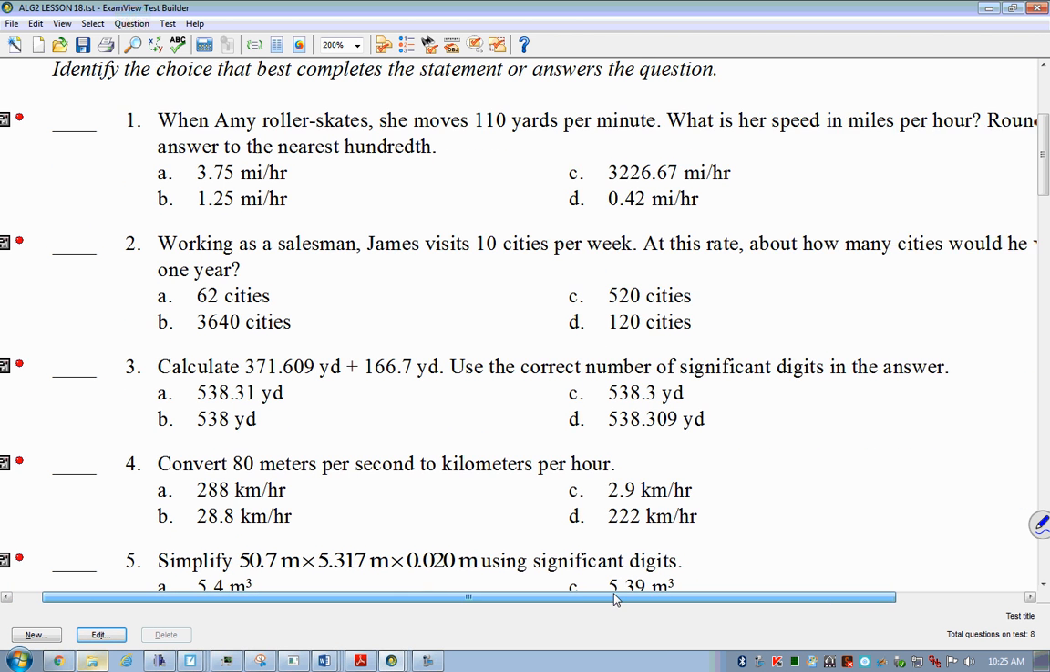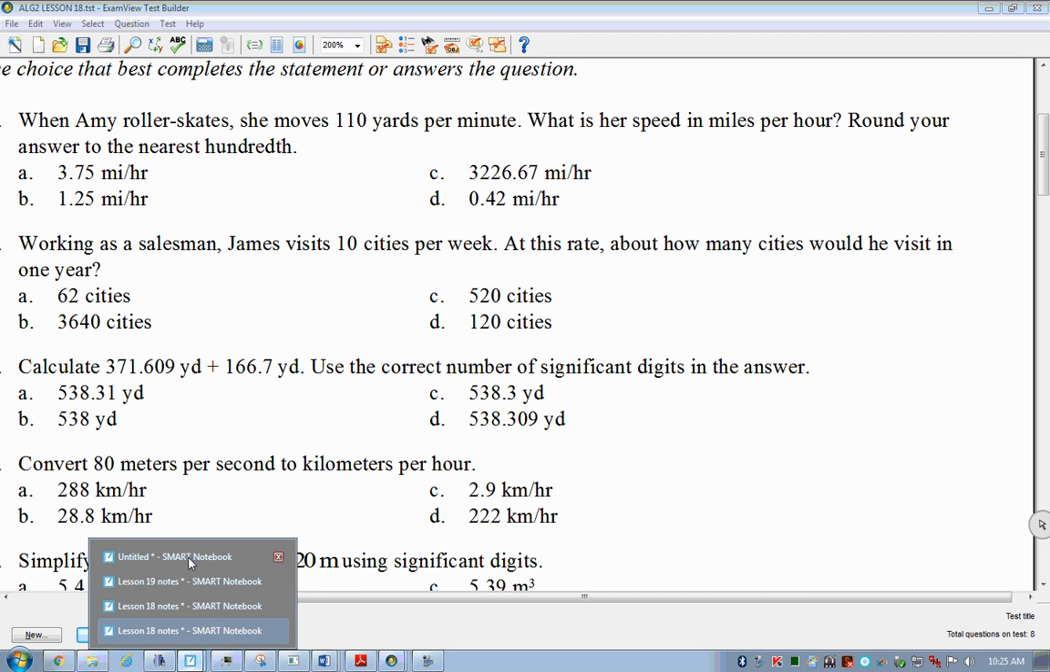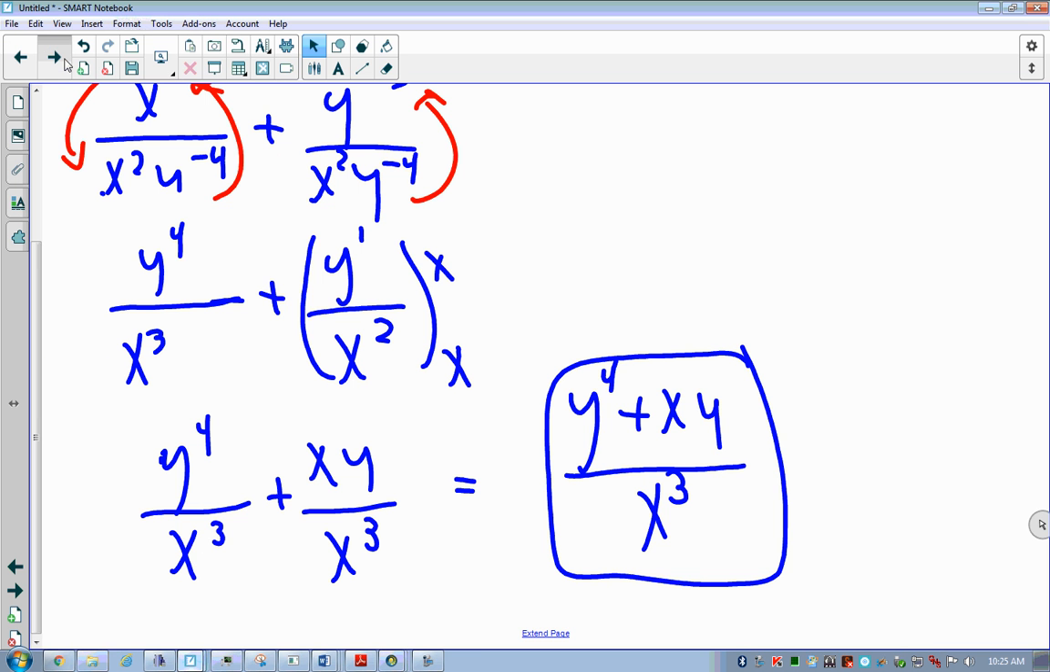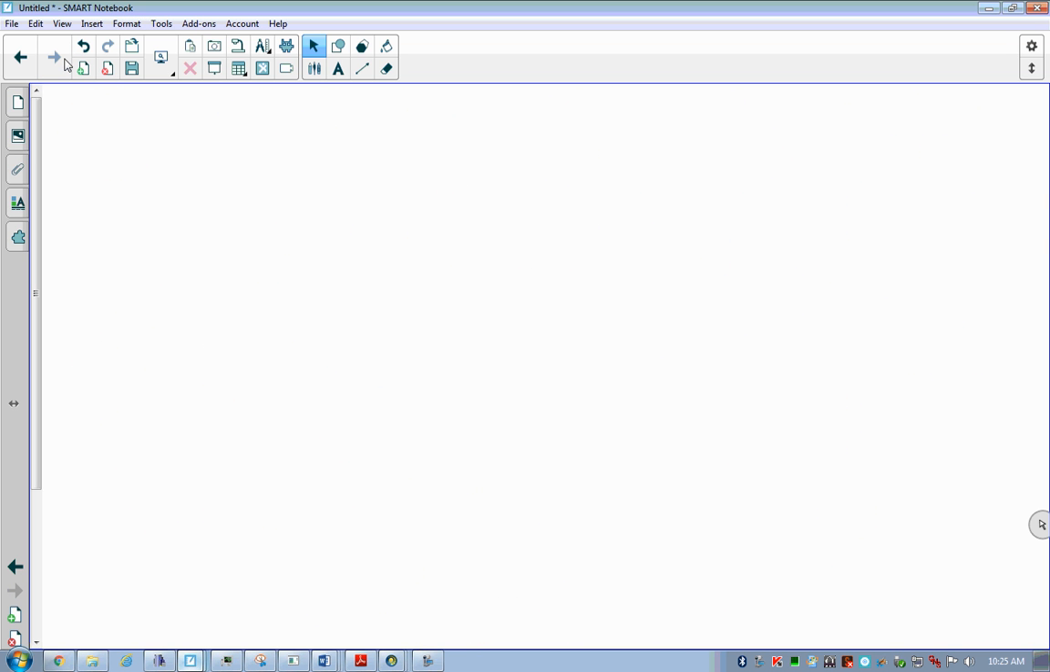All right. So when Amy roller skates, she moves 110 yards per minute. What is her speed in miles per hour? Round your answer to the nearest hundredth. Okay, I think what I want to do with these questions, because they require some writing, that's some Algebra 3 work right there. Okay, let's see this. Okay.